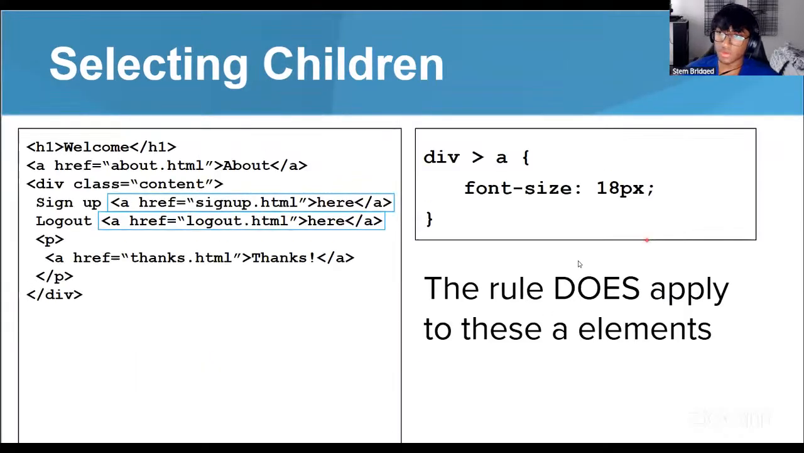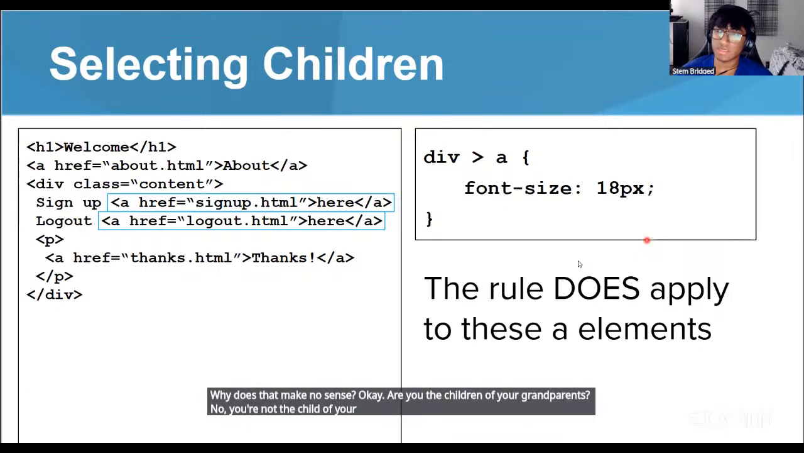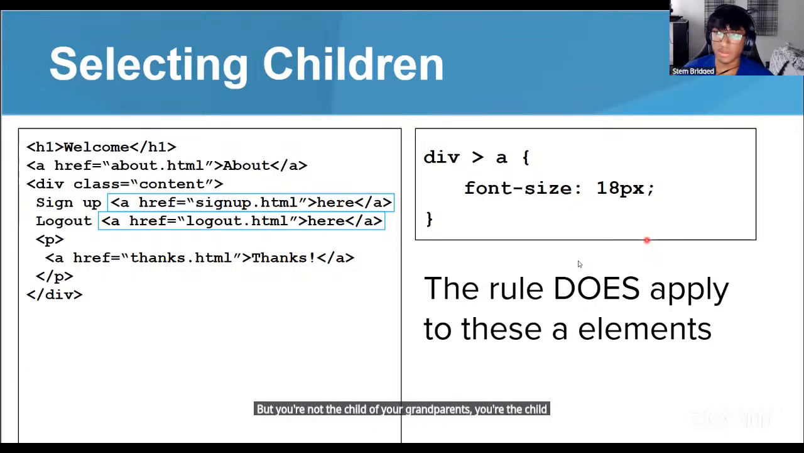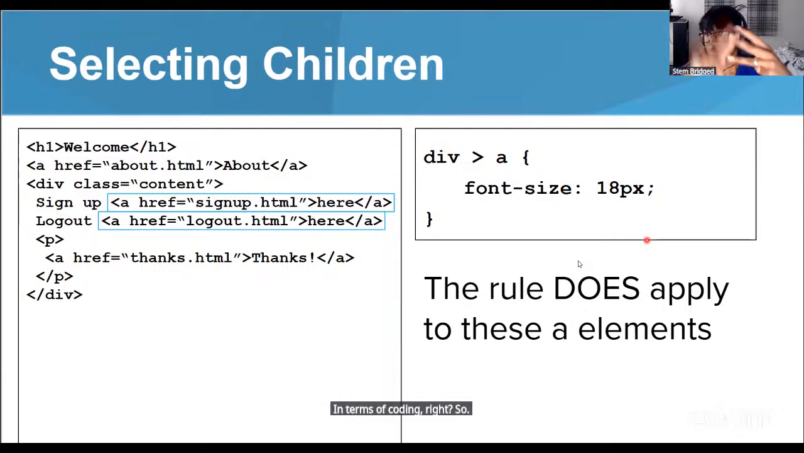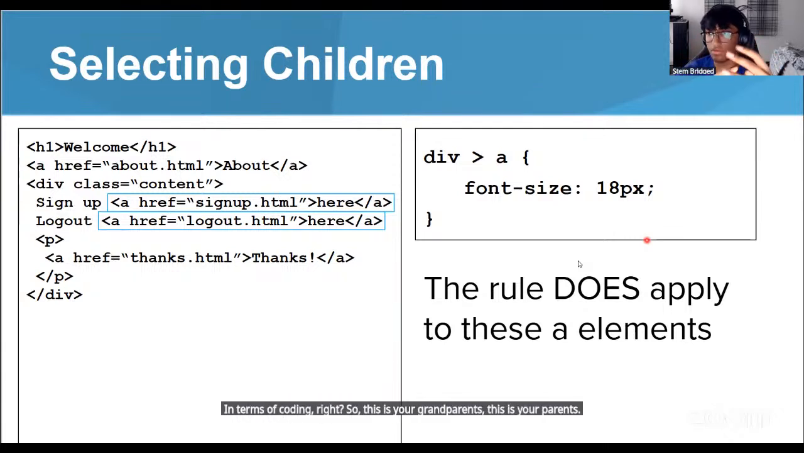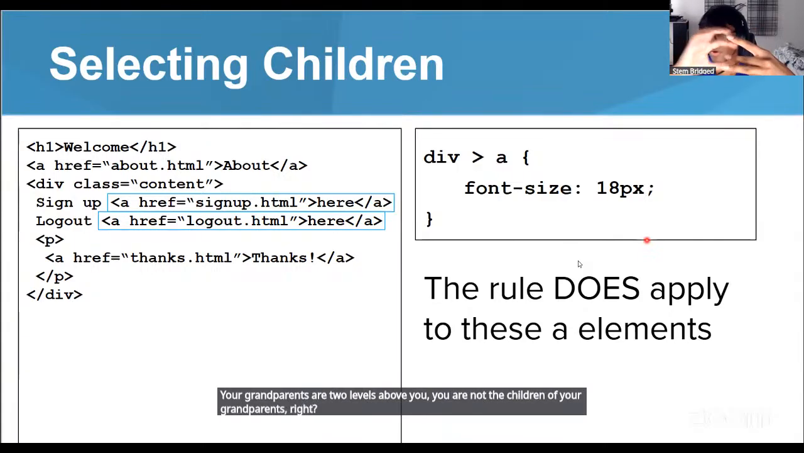Why does that make no sense? Okay. Are you the children of your grandparents? No, you're not the child of your grandparents. You're a descendant of your grandparents, but you're not the child of your grandparents. You're the child of your parents. And if you want to think about it in coding, your parents are like one level above you. So this is your grandparents, this is your parents, and this is you, right? So your parents are one level above you. Your grandparents are two levels above you. You are not the children of your grandparents, right? Your parents are in between there.